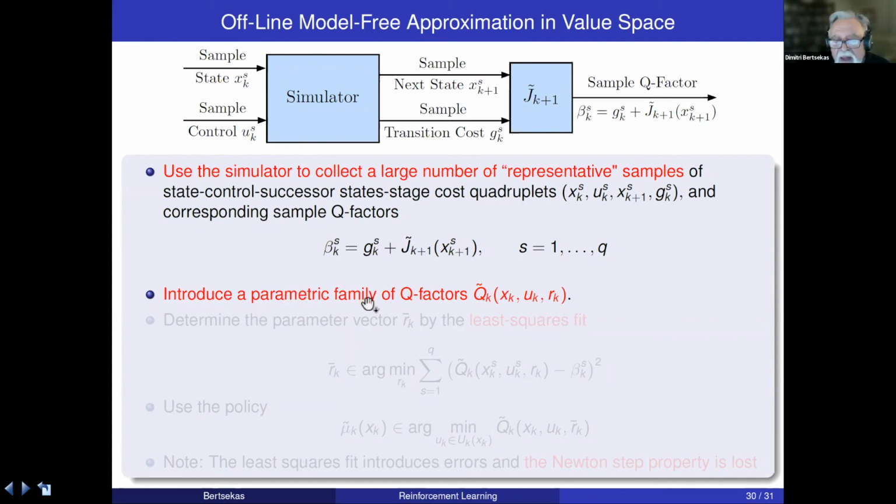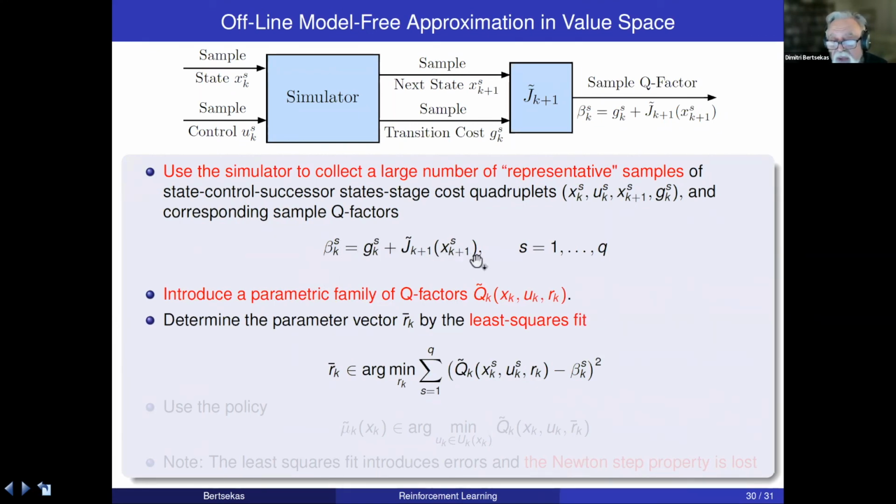We introduce a parametric family of Q factors that depend on state control and also a parameter. And through our least squares fit, we fit the Q factor samples to the parametric family to obtain the optimal parameters by solving this least squares problem. And then we have approximate Q factors, which we can use online to calculate controls. If we had the exact Q factors, we would obtain the exact one-step look-ahead minimization policy.